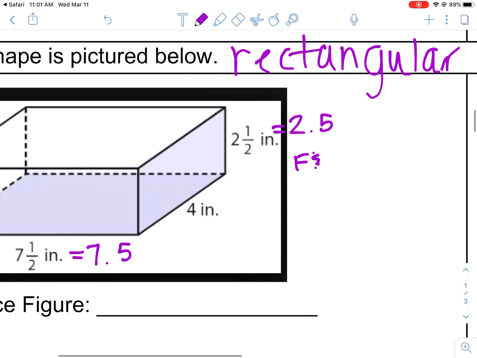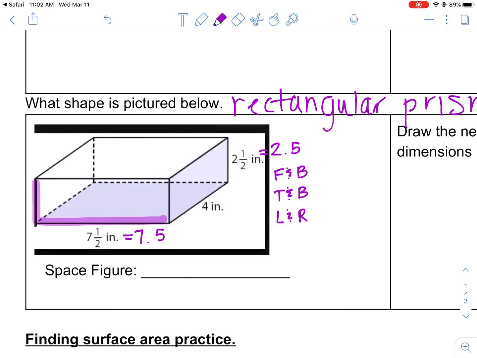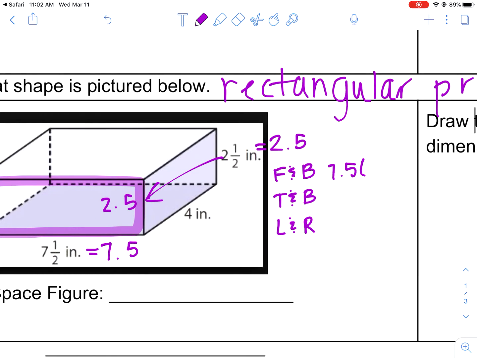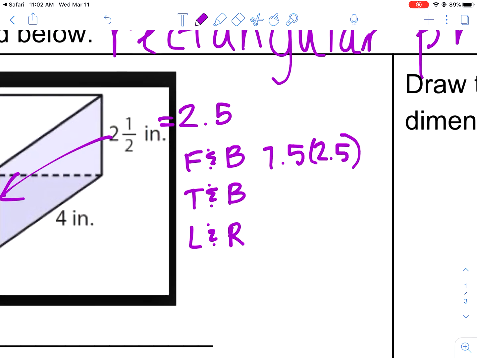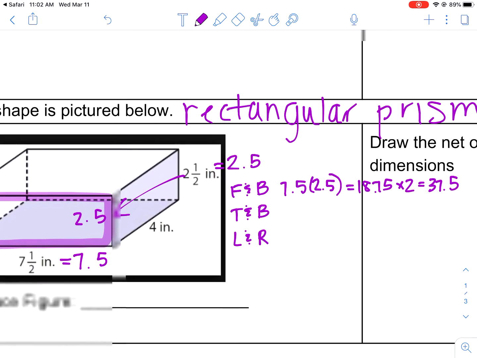So front, back, top, bottom, left, right. So my front of my shape is 7.5 by 2.5 because that measurement kind of scoots over from here. Multiply those together, you get 18.75. Don't forget to multiply that by 2 because there's 2 identical rectangles of that measure to get 37.5.